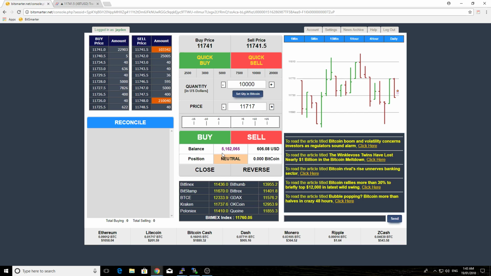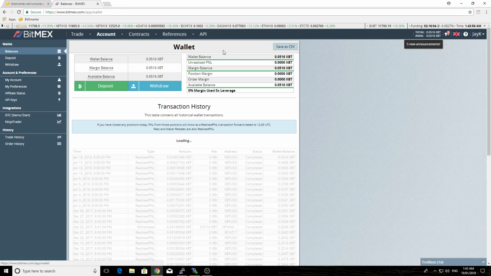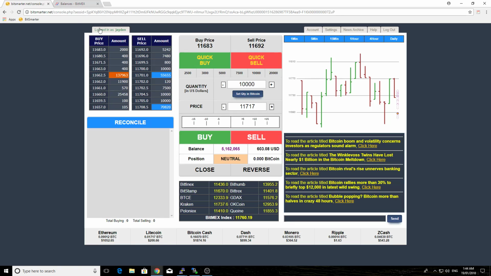So it looks like 5 million, but you need 100 million of these little Satoshis to make one Bitcoin. So this is the same as 0.05162 Bitcoin. If we log into our BitMEX account, that's our balance, 0.0516. It's just a little bit more accurate down to the last Satoshi over here.